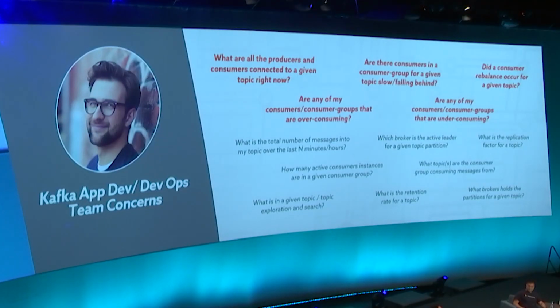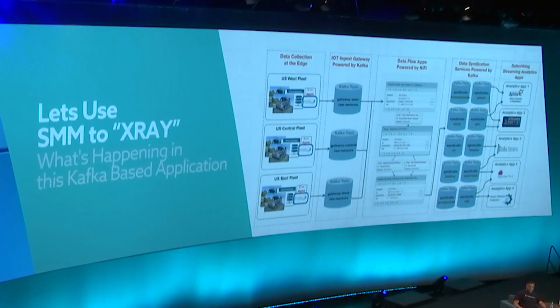And then you've got your app dev and DevOps teams, right? I want to understand, hey, I don't care about other teams' topics and producers and consumers. I want to know specifically for my applications, what are the producers and consumers and topics of interest? I want to know what the hottest topic is over the last couple of hours, over the last couple of weeks, right? I want to know why my consumers are lagging behind. How many instances of my consumers are in my consumer group, right? So various questions across these two different teams. So with that said, let's actually dive in and see how SMM can answer some of these questions.